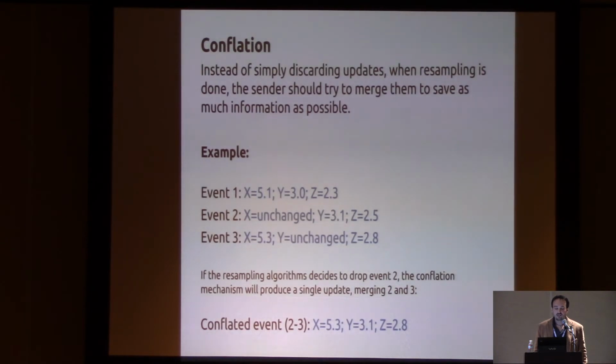So instead of just dropping it, it's smarter to conflate event 2 and event 3. So you will send event 1 and a resulting event from the conflation of 2 and 3, where you keep the X from 3, the Y from 2, and the Z from 3, because it's fresher than from 2. This is conflation. And again, it's a technique that has been used for many years in stock trading applications.